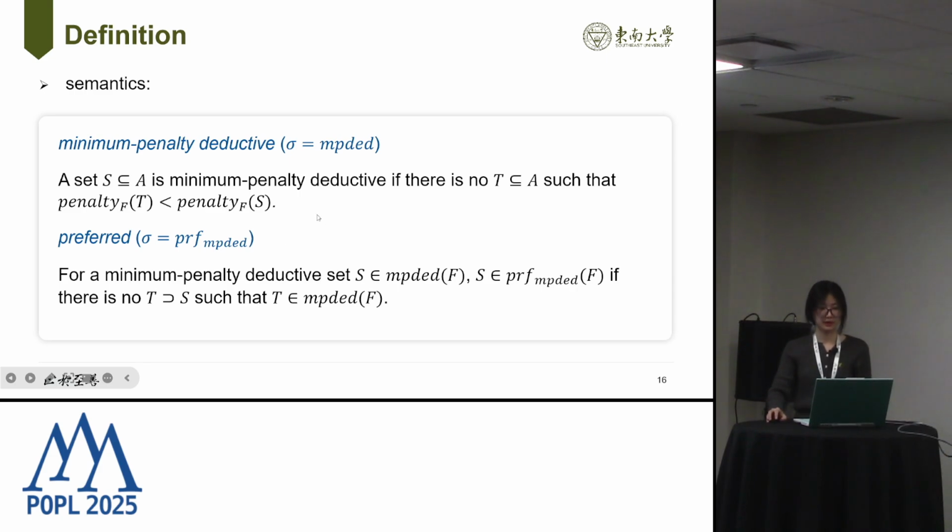We aim to minimize the value of the penalty, so the definition of minimal penalty deductive can be defined here. A set S is minimal penalty deductive if there is no T such that penalty T is less than penalty S. Similar to the previous, we can define the preferred semantics based on the minimum penalty deductive semantics here.